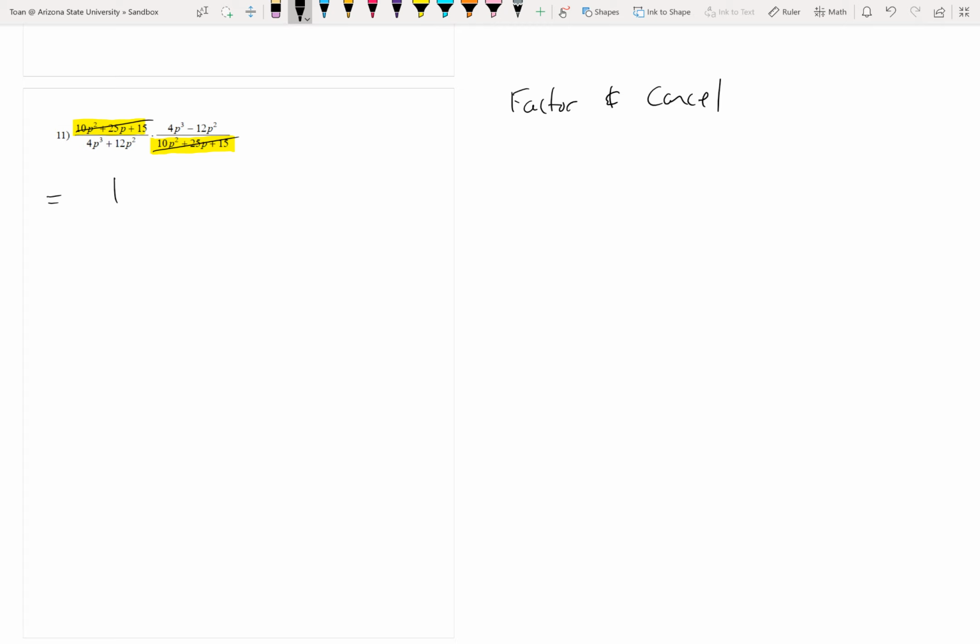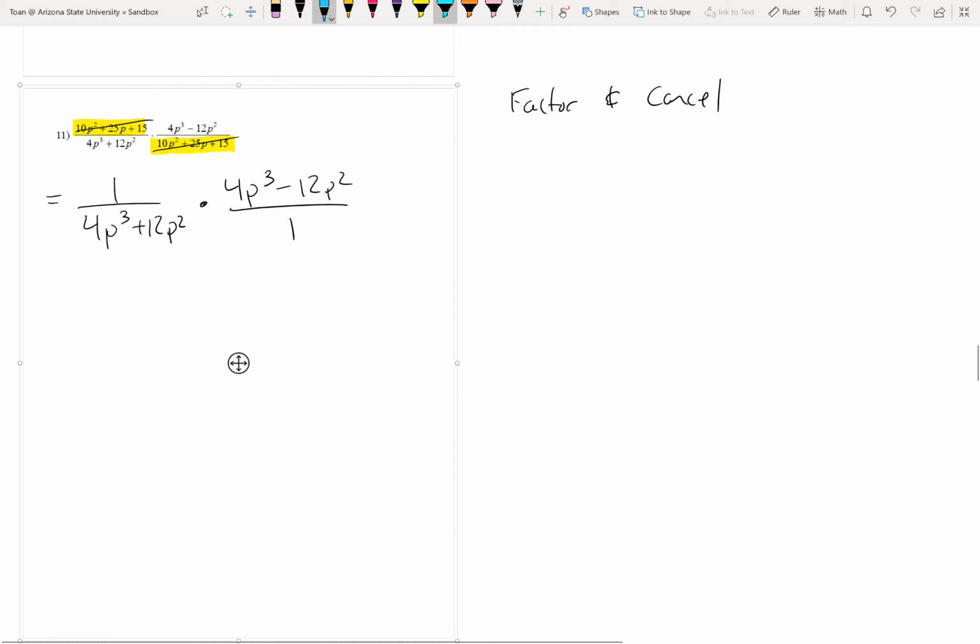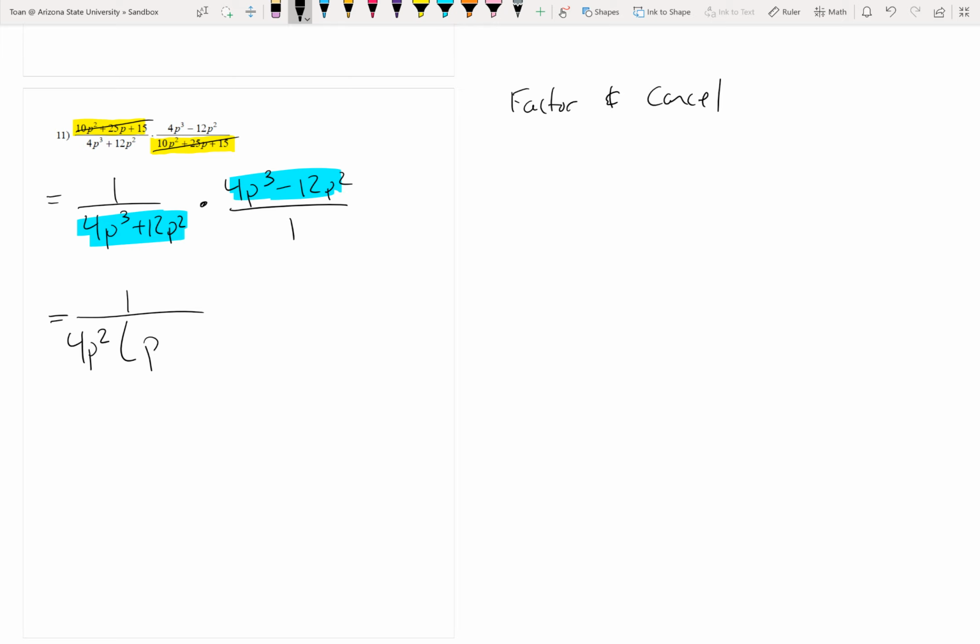So all that's left is 1 over 4p cubed plus 12p squared times 4p cubed minus 12p squared over 1. And then it's these guys here that I would go ahead and factor and see if I could cancel anything. So let's go ahead and factor those guys. That's 1 over, it's two terms, it's not a trinomial, so it's just regular GCF. I can pull out a 4p squared, leaving behind a p plus 3. And then in the numerator, I can pull out a 4p squared again, leaving behind a p minus 3.